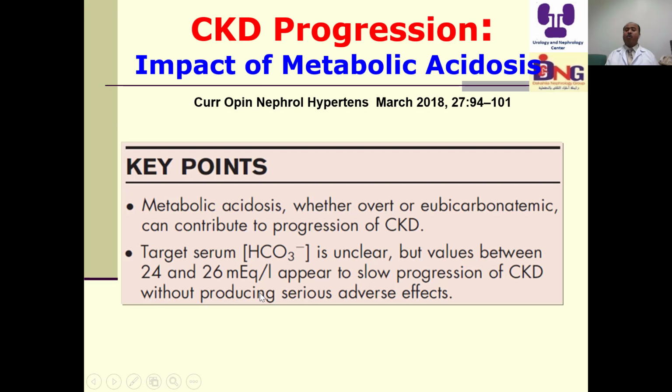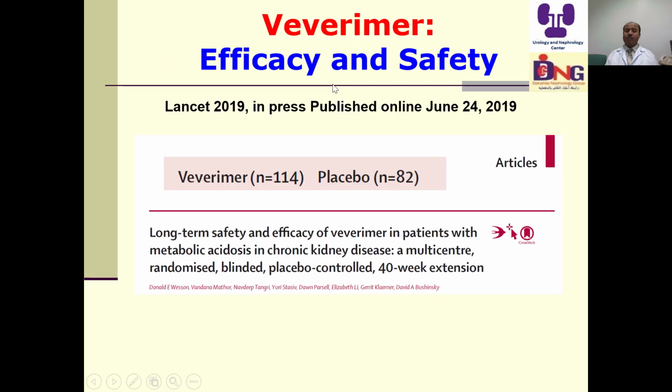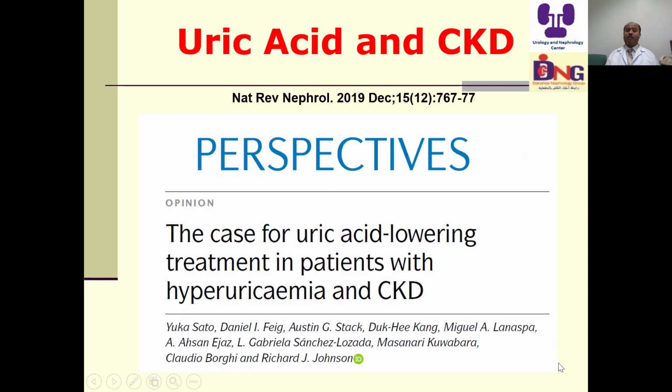This is a target that we would like to see either by diet or by using sodium bicarbonate. Dietary management, and I'm going to discuss diet within the diet section, or using sodium bicarbonate to reach a target between 24 to 26. In the pipeline, Veverimer, an HCl binder drug, may be proven, and we are waiting for further studies. It binds HCl, increasing bicarbonate without adding sodium. A lot of studies are ongoing, and I think it will be approved by the end of this year.